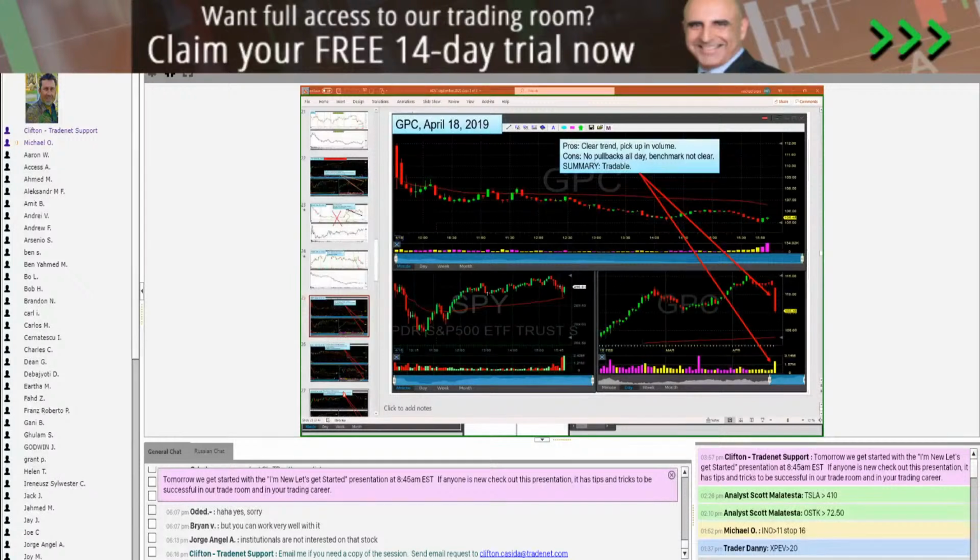In this case, GPC, the stock is gapping down. It's losing $6 or $7 intraday, but let's face it, how many entry points do you see on this chart? Maybe one at 107.